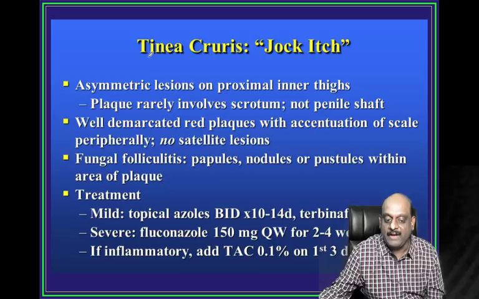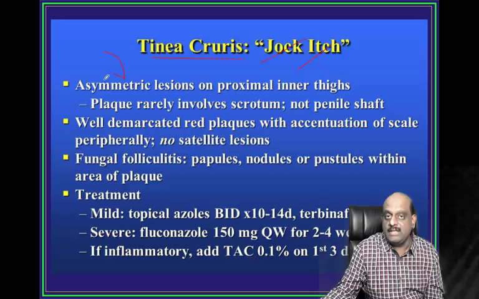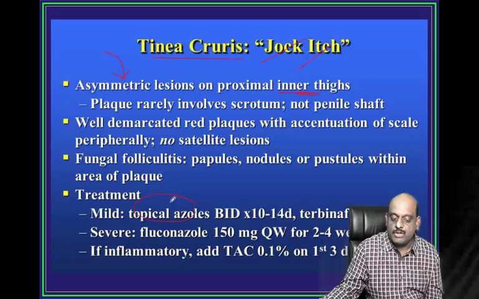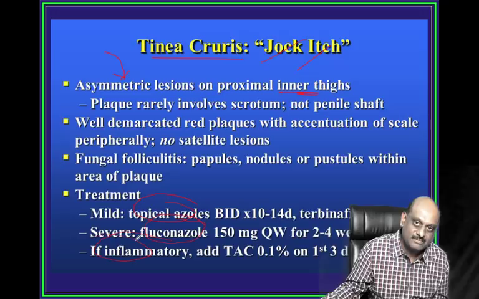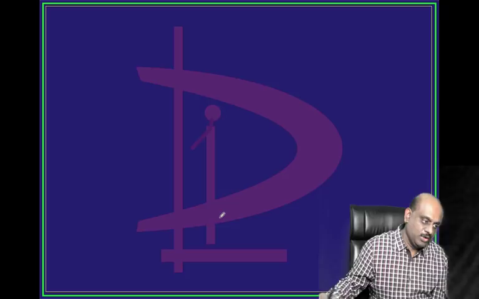So Tinea cruris is called jock's itch. Asymmetric lesions in the inner thighs. If it is mild, what will you use? Topical azoles. Severe, you use fluconazole. If it is inflammatory, you will be adding the other antifungals. So that is how you basically manage.